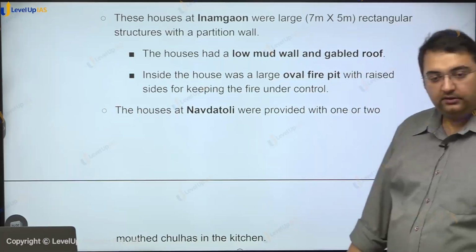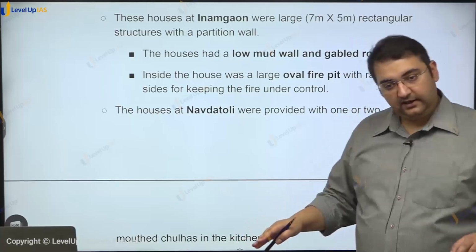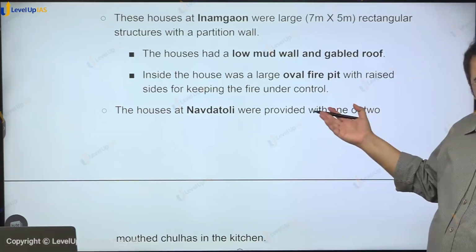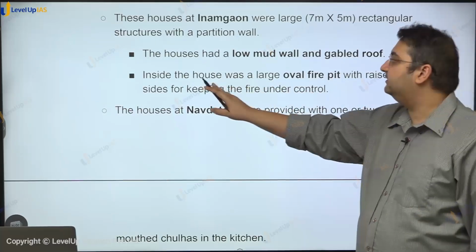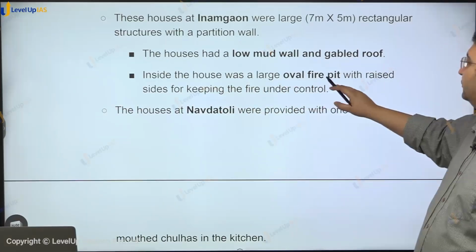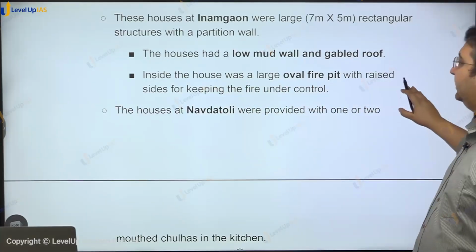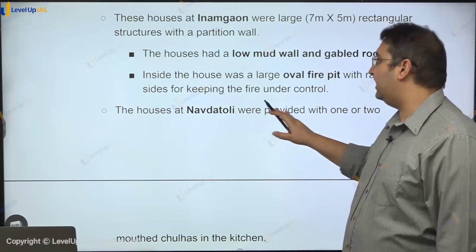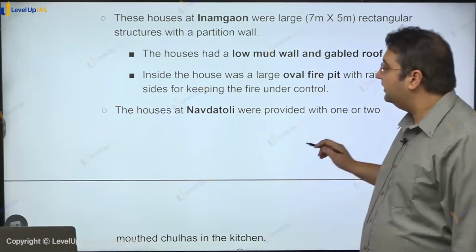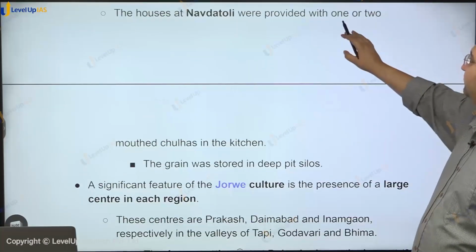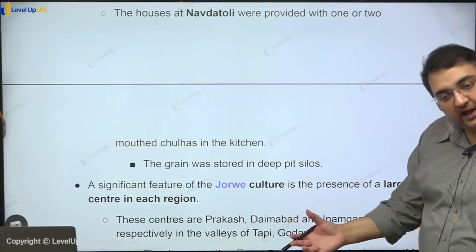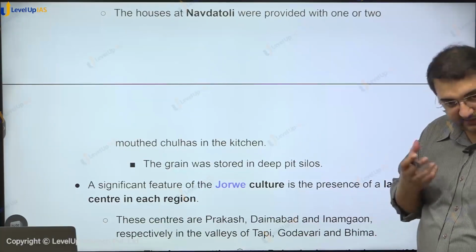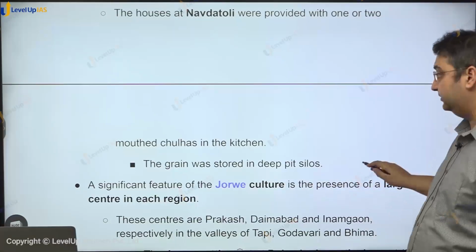Gabled roof मतलब a sloping roof. ठीक है. तो sloping roof क्यों रखते होंगे? ज्यादा बारिश होती थी उस समय वहां, right? Inside the house there was a large oval fire pit with raised sides for keeping the fire under control. The houses at Navdatoli were provided with 1 or 2 mouth chulhas in the kitchen. So cooking के लिए जो चूल्हास होते थे वो घर के अंदर ही होते थे, not outside the houses.